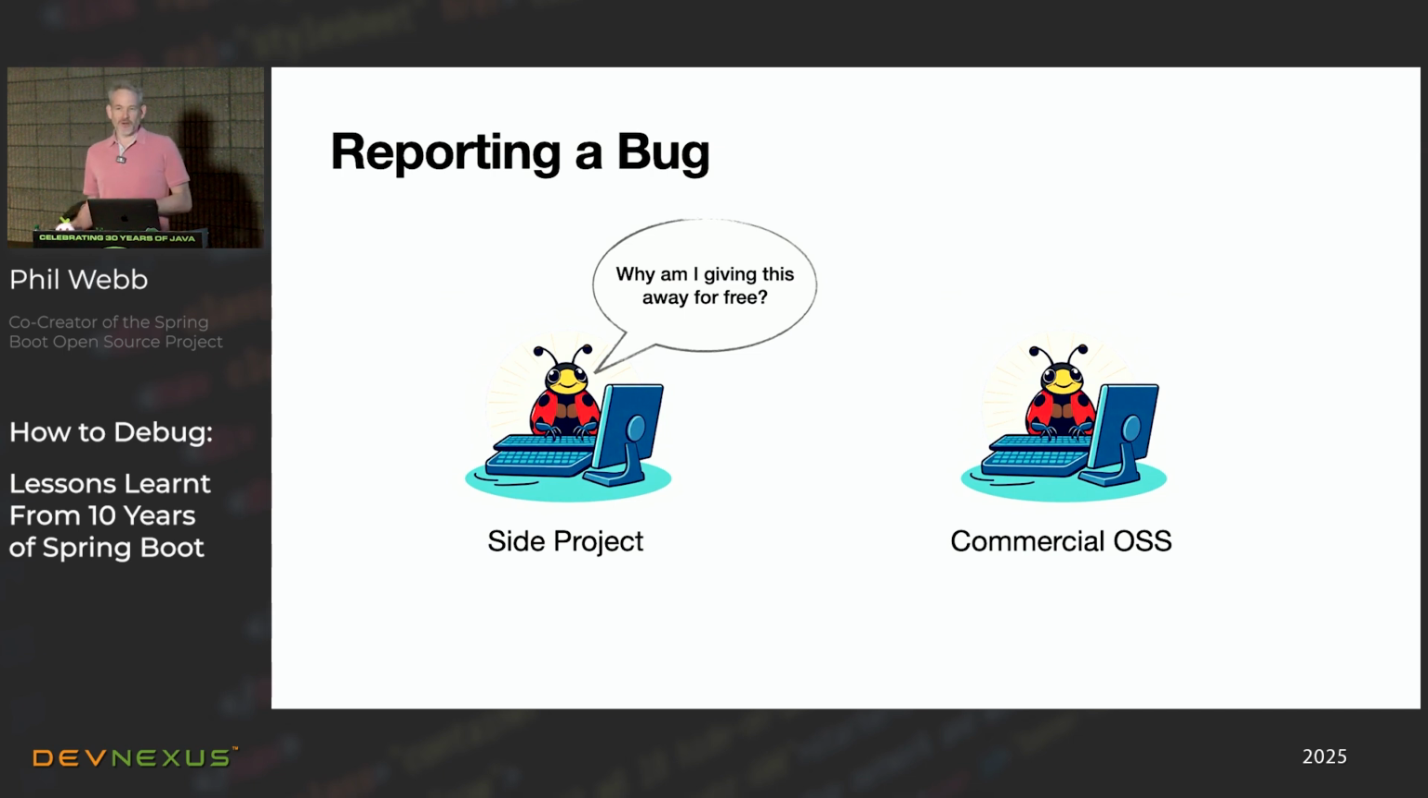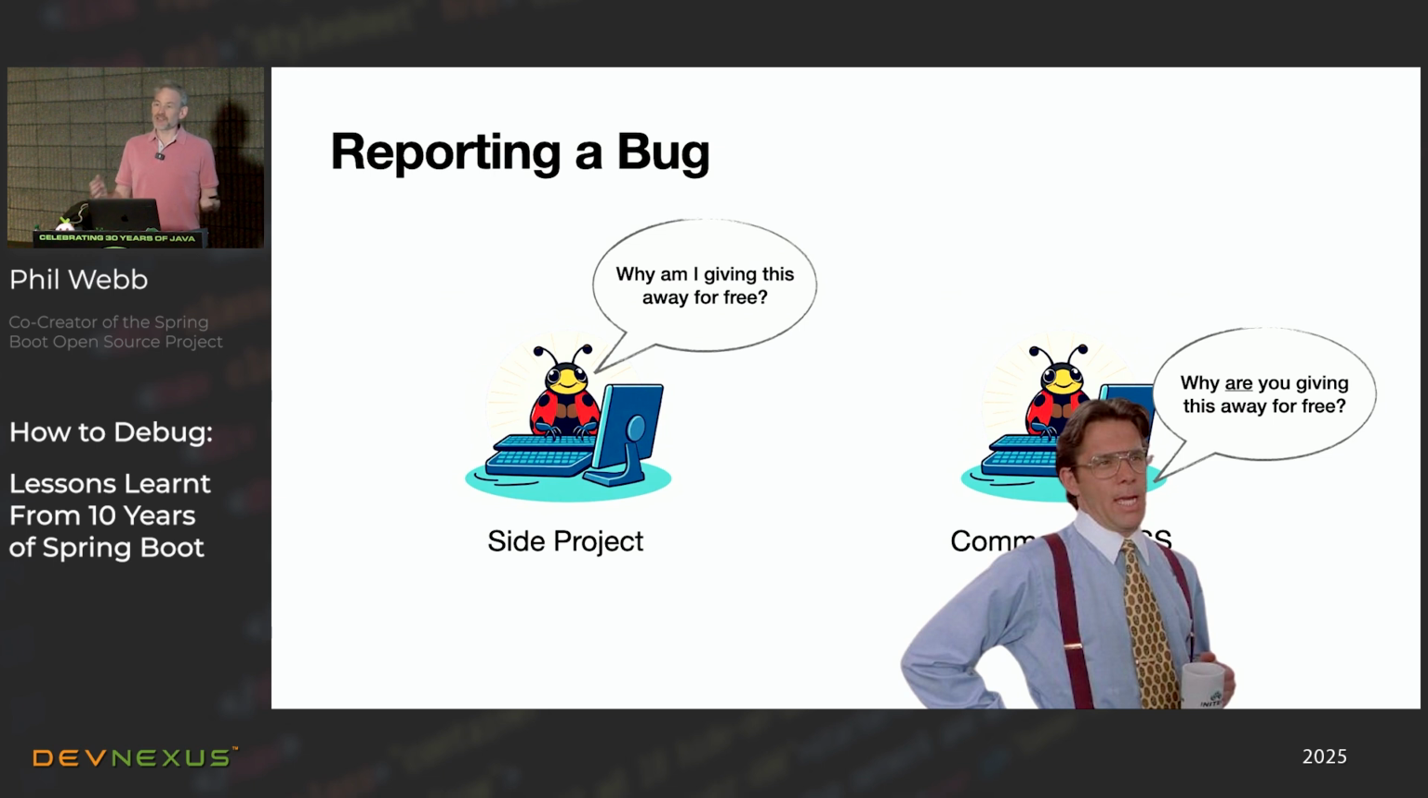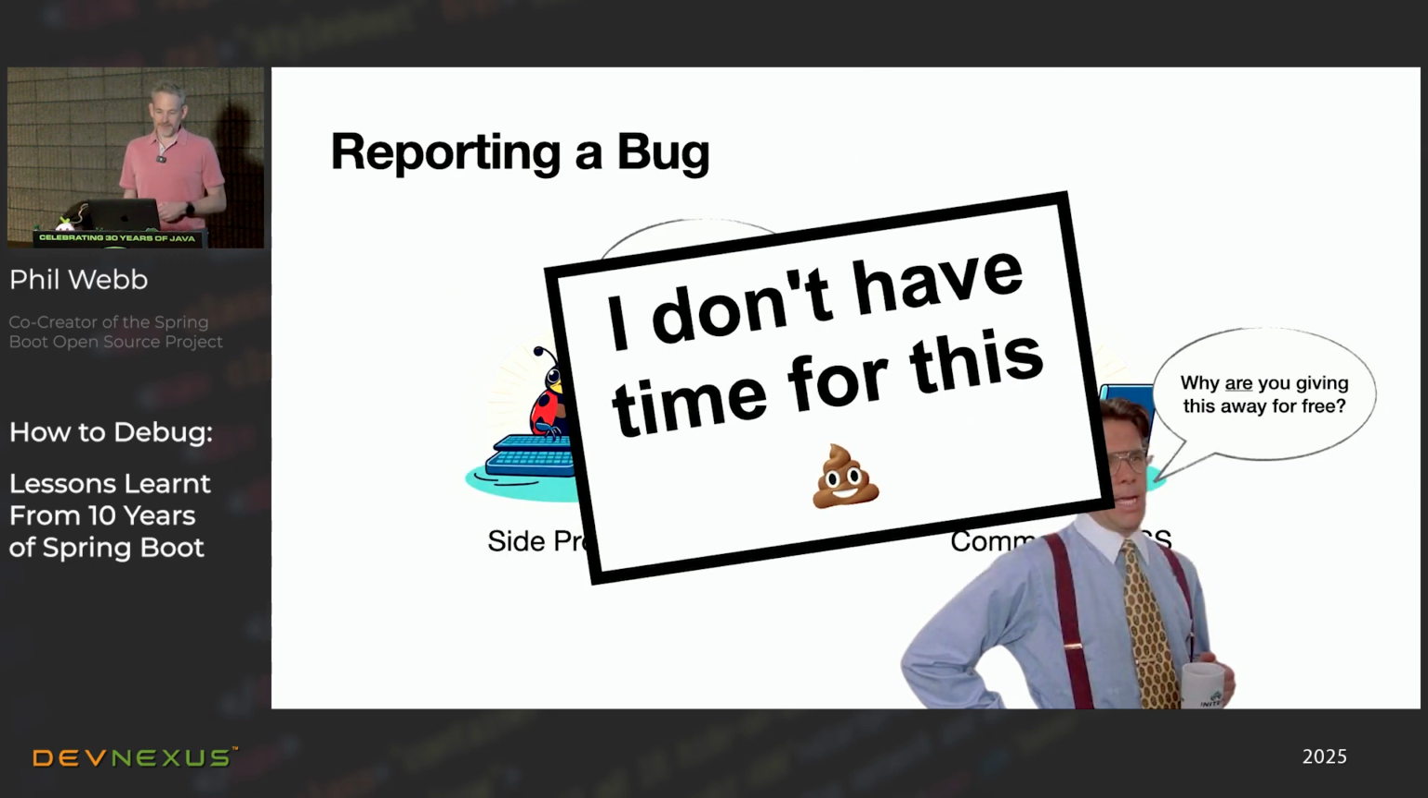If you're on a side project, you're probably thinking to yourself when you get issue reports, why am I giving this away for free? Why did I start this project? And I guarantee even on a commercial project, there's someone in the company who's counting beans and asking very similar questions, like why are we giving this away for free? Why are we doing it for nothing? So the net result of this is whoever is dealing with your bugs probably doesn't have as much time as you think they do.